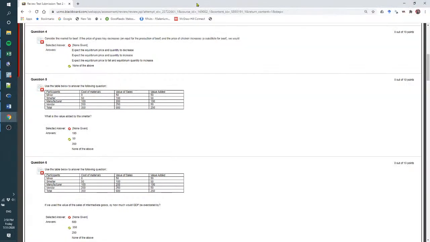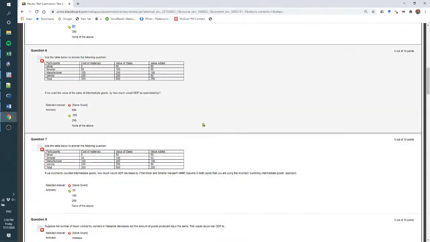I'm going to blow this back up. Use the table below to answer the following questions. What is the value added by the smelter? All right, so the smelter, its cost of materials is 50. He sells it for 100. So he adds $50 worth of value. Correct answer there is going to be B.